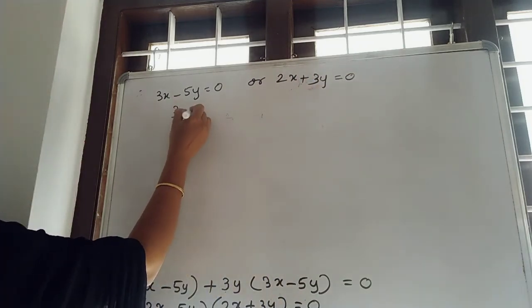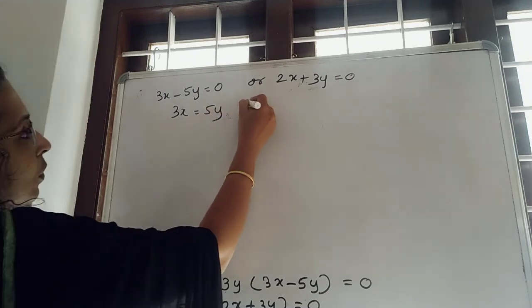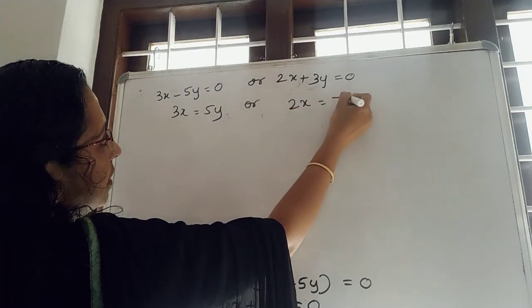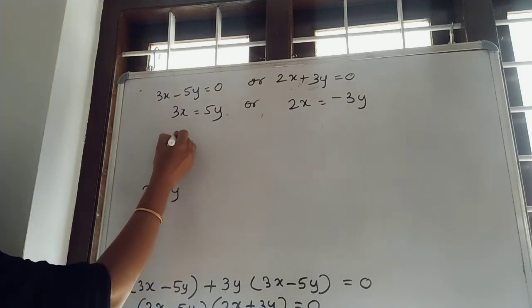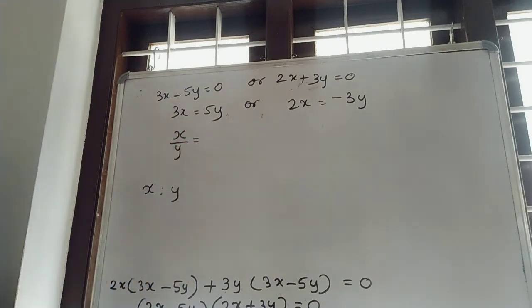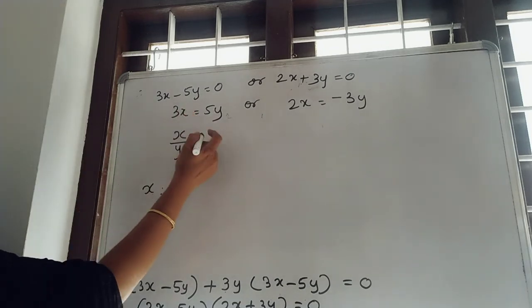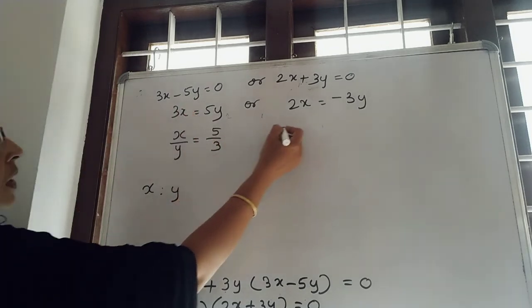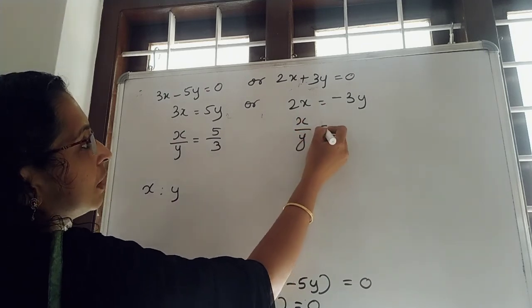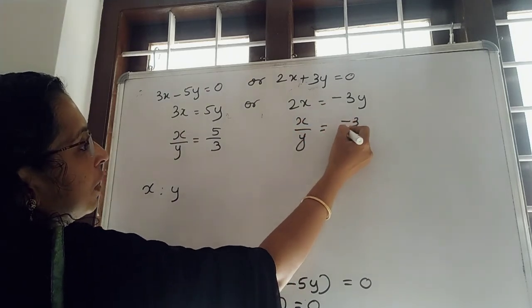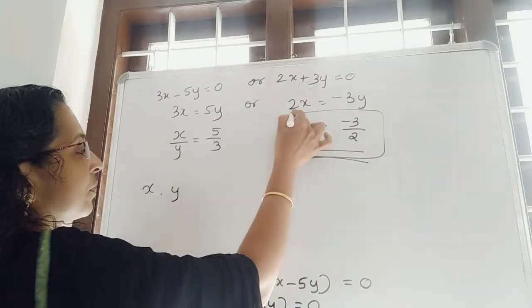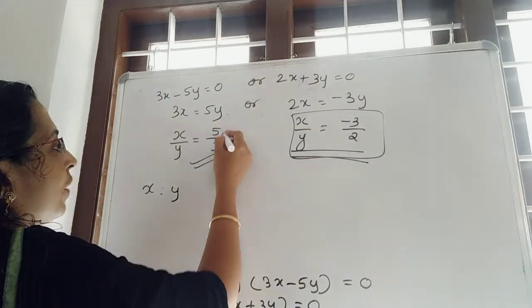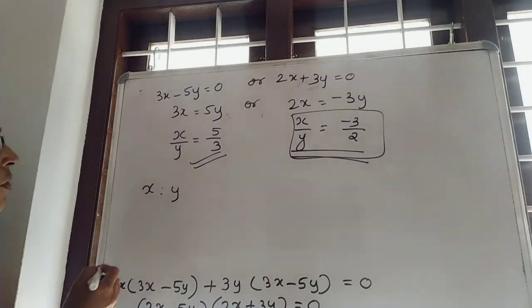So 3x is equal to 5y here, or 2x is equal to minus 3y. We want to find out x : y. That means we want to find out x by y. How can we write x by y? x by y will be here 5 by 3. Here x by y is equal to negative 3 by 2. Since x and y are positive, we can't take this. Only we can take 5 by 3.